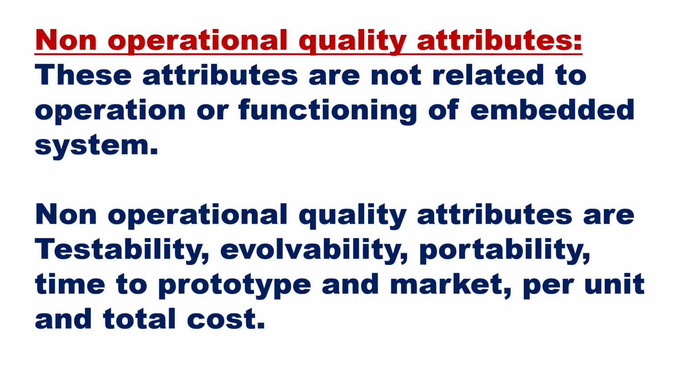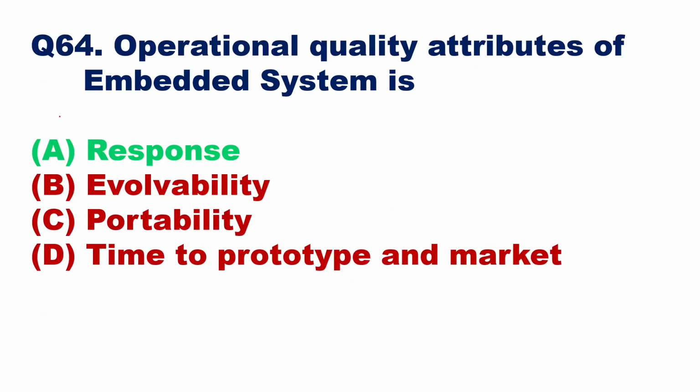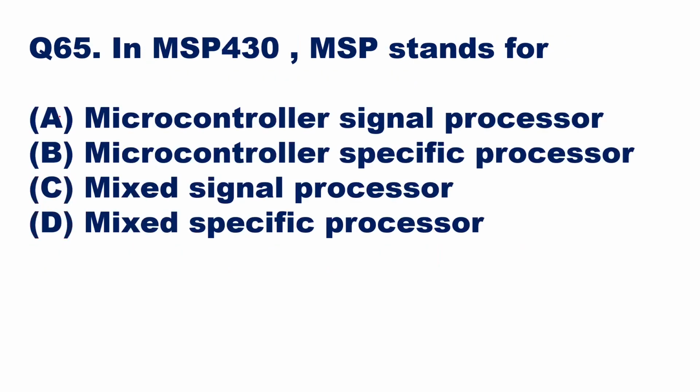Then if you see non-operational quality attributes, these attributes are not related to the operation or functioning of an embedded system. Non-operational quality attributes are testability, evolvability, portability, time to prototype and market, per unit cost, and total cost. So here, as we have seen the options, option A will come under operational quality attributes, and options B, C, D come under non-operational quality attributes. So here, option A, response, is the right answer because it comes under operational quality attributes. Then we'll go to the next question.